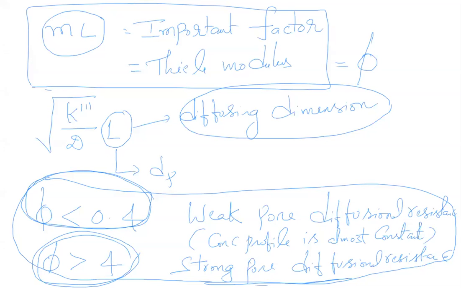So what I said at the end is, if phi is less than 0.4, we can say that diffusional resistances are negligible. That means the concentration profile is constant throughout the pore. If phi is greater than 4, it is strong pore diffusion resistance.